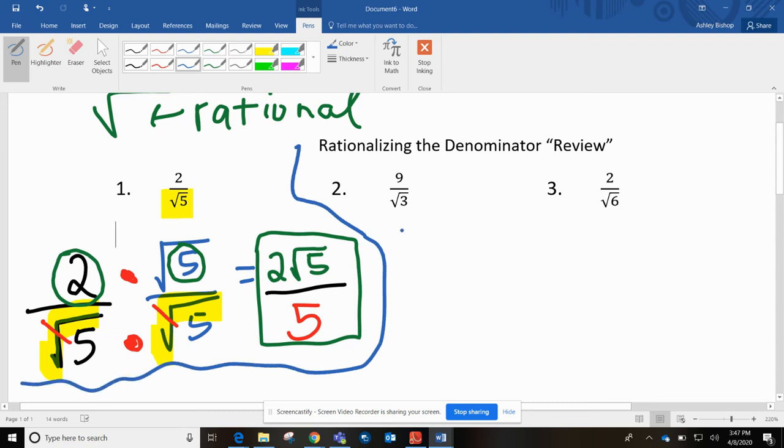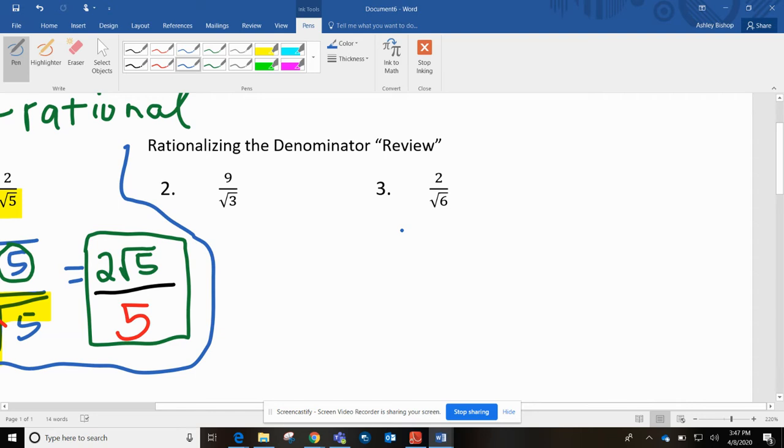Number 2, we're going to start these problems the same way. I'm going to write 9 divided by the square root of 3. And I hope you notice that the issue is the square root of 3 is in the bottom here, and we don't want that to happen.